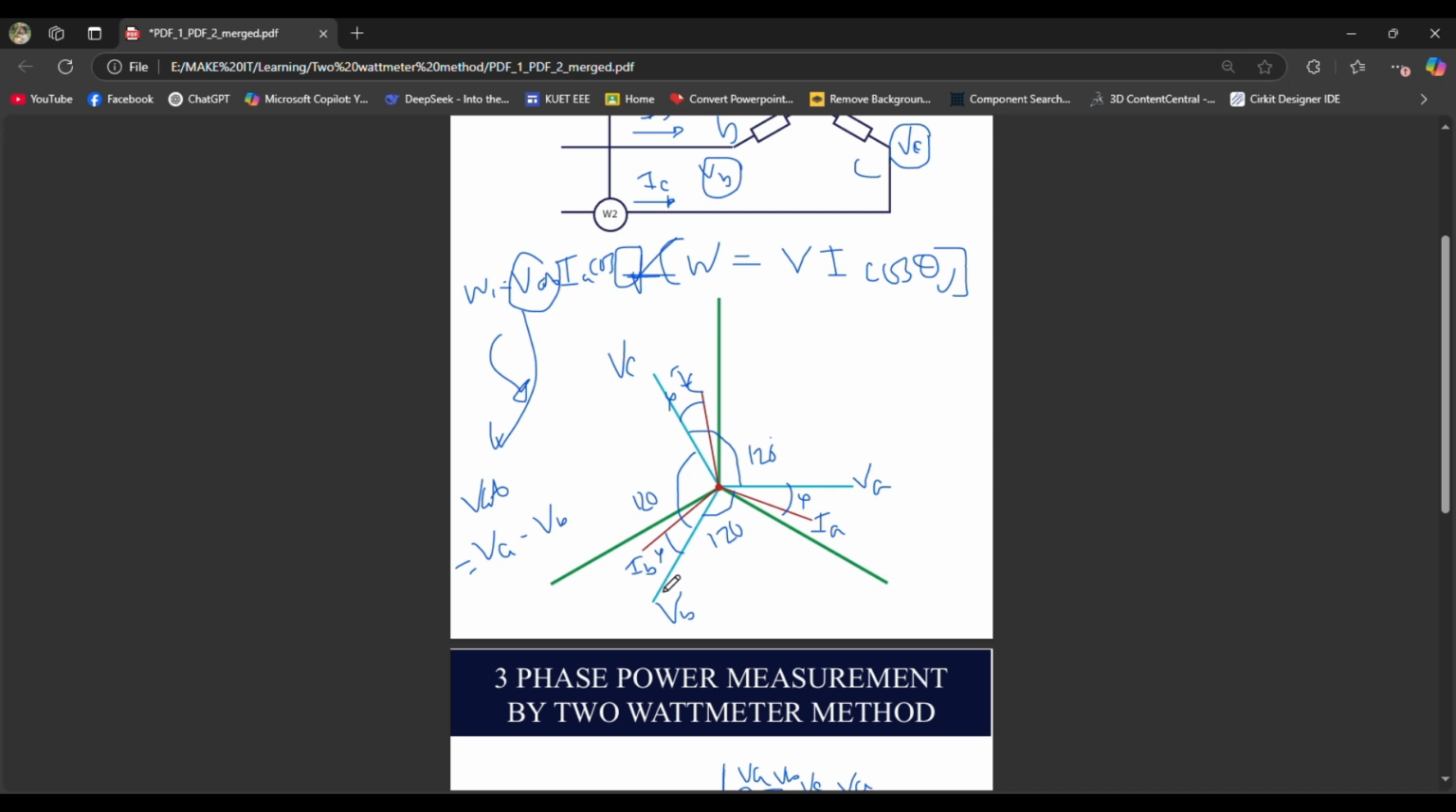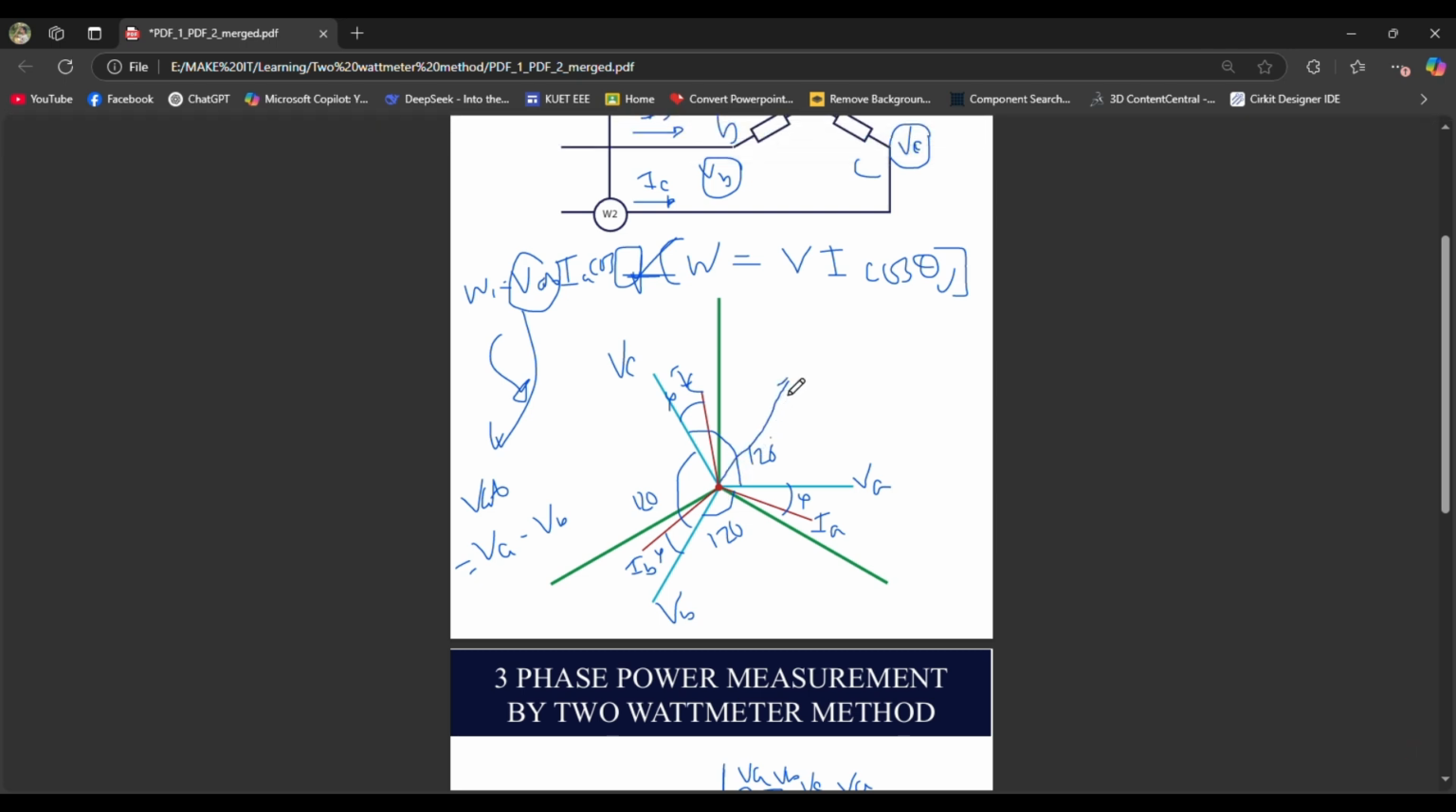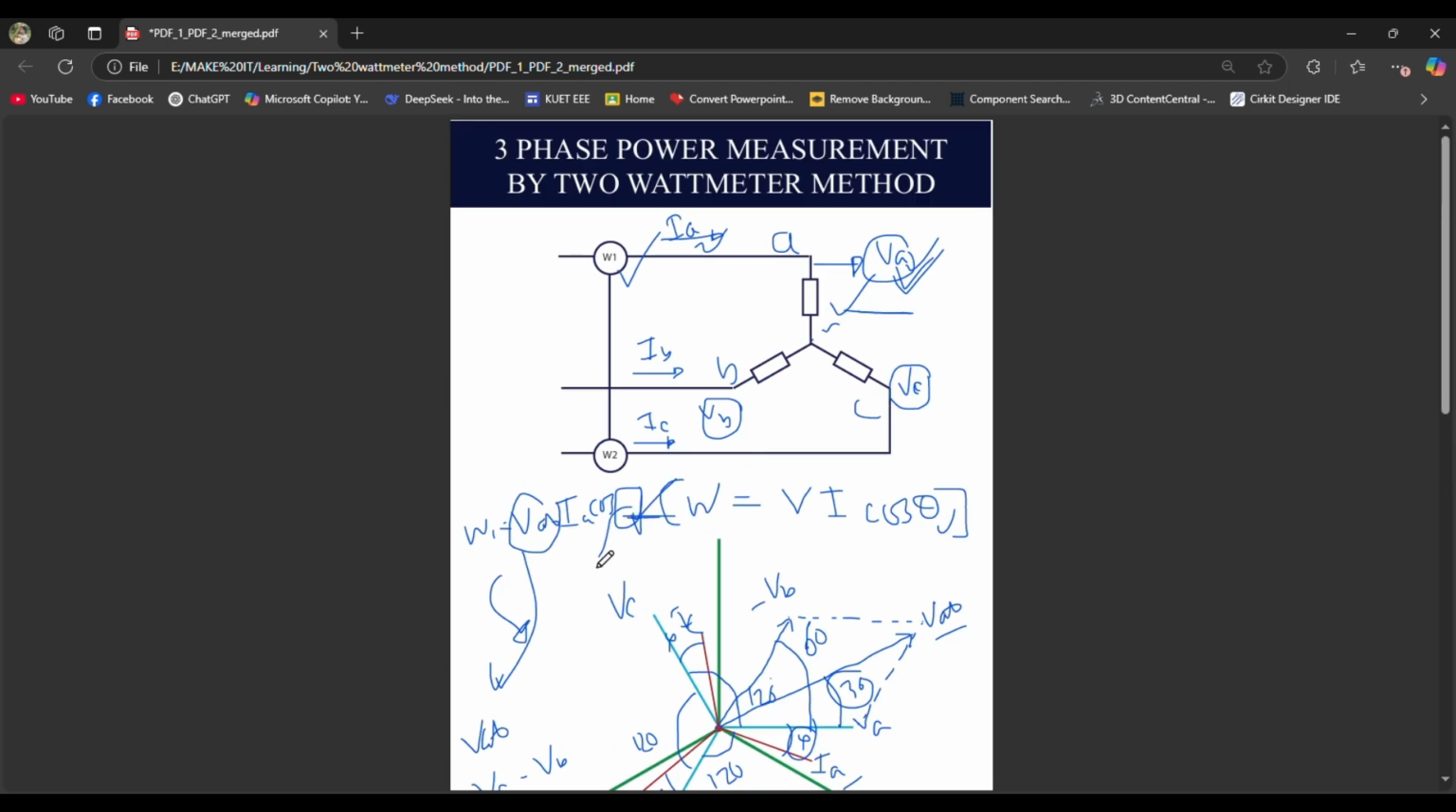If we flip this VB by 180 degrees, then VB will look something like this, minus VB. And then if we add these two vectors, we will have VAB. This is VAB, and this total angle is 60 degrees, and if we divide this angle by 2, then we will have 30 degrees. So you can see that the angle between VAB and IA is 30 plus phi. So here we have to put the value 30 plus phi.